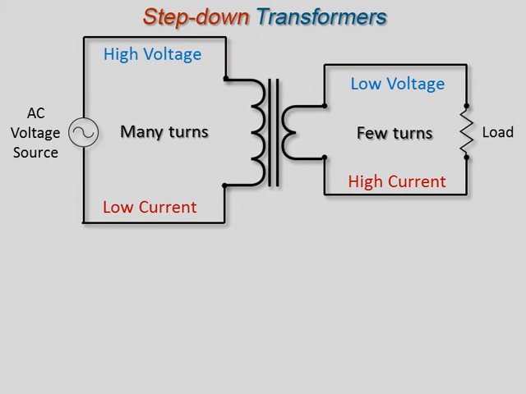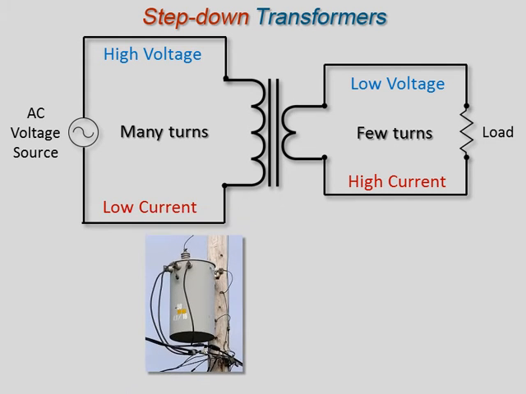If the secondary windings of a transformer contain fewer turns of wire than the primary winding, less voltage will be induced into the secondary winding, and the transformer will decrease the voltage. These types of transformers are known as step-down transformers. When voltage is decreased, current is increased.